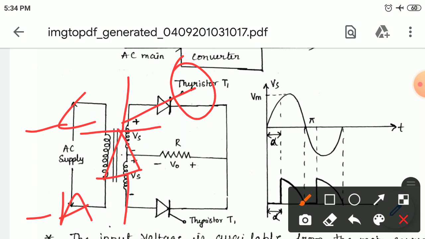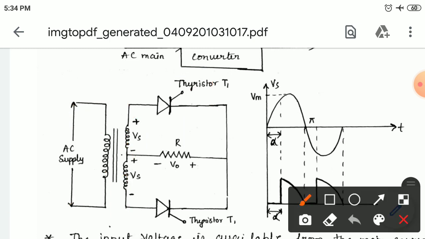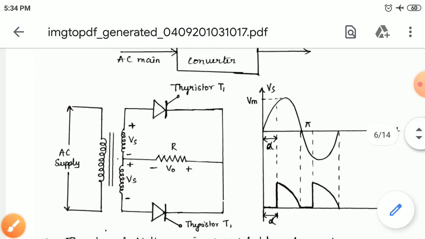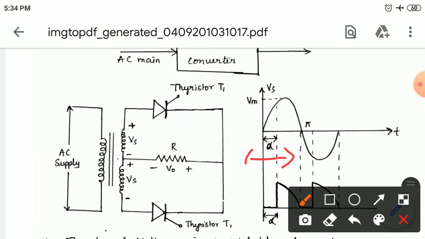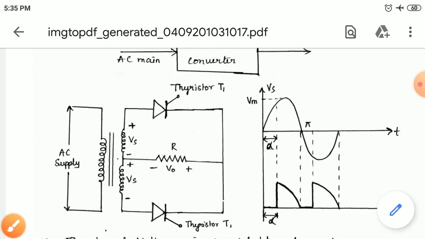The angle which is varied to apply the gate pulse is called the firing angle. This is your angle here, this is the firing angle. So up to here the thyristor is off. Up to here the anode and cathode supply are present, but the gate is absent. Once the gate supply is given, your thyristor starts conducting here.